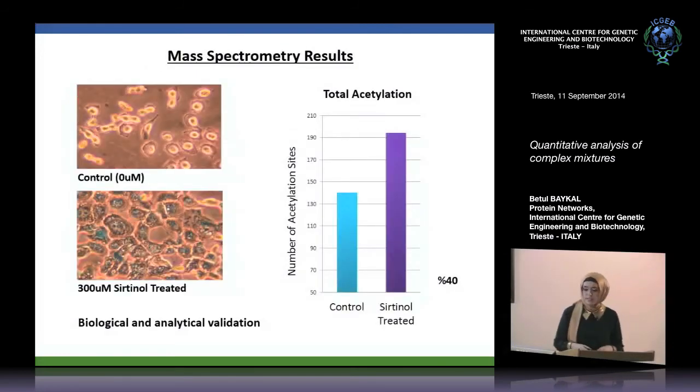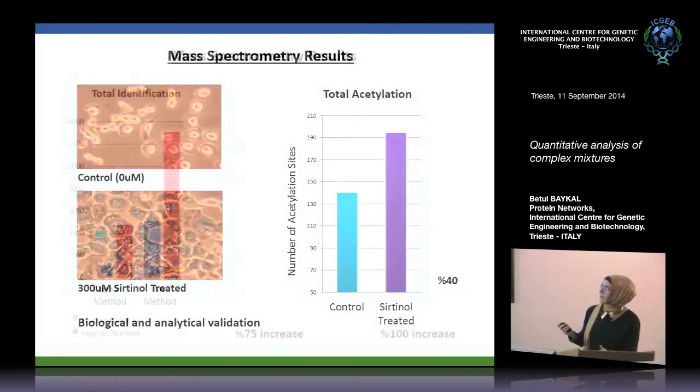So the first thing I wanted to see, since the serotinol is affecting the acetylation pathway, was whether the total acetylation number will change or not. And in fact, in the serotinol treated sample, the acetylation went up high, like more than 40%. And this showed how the serotinol is working in the cell. It's a proof that serotinol worked in the cell, and it's also further proof that the method is working.